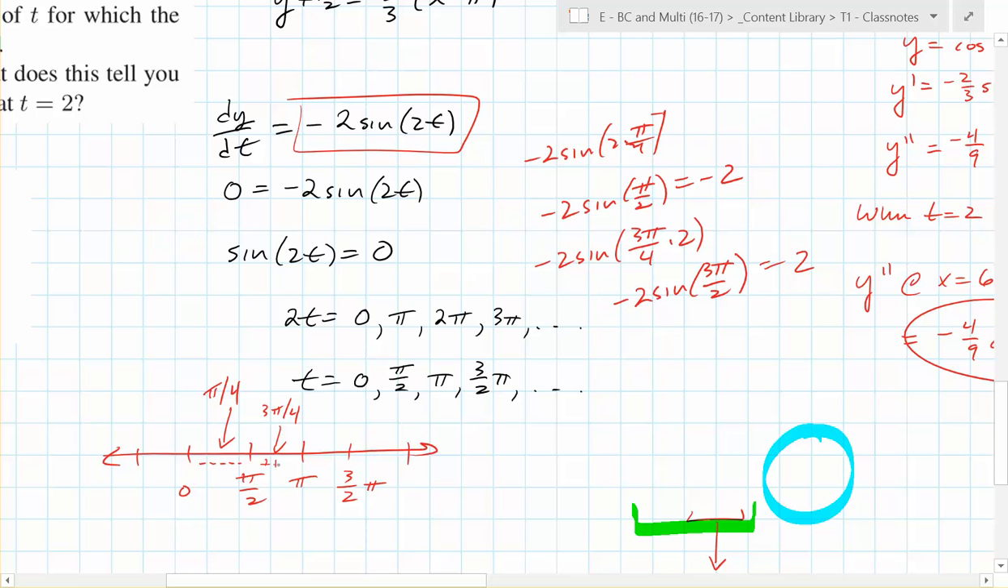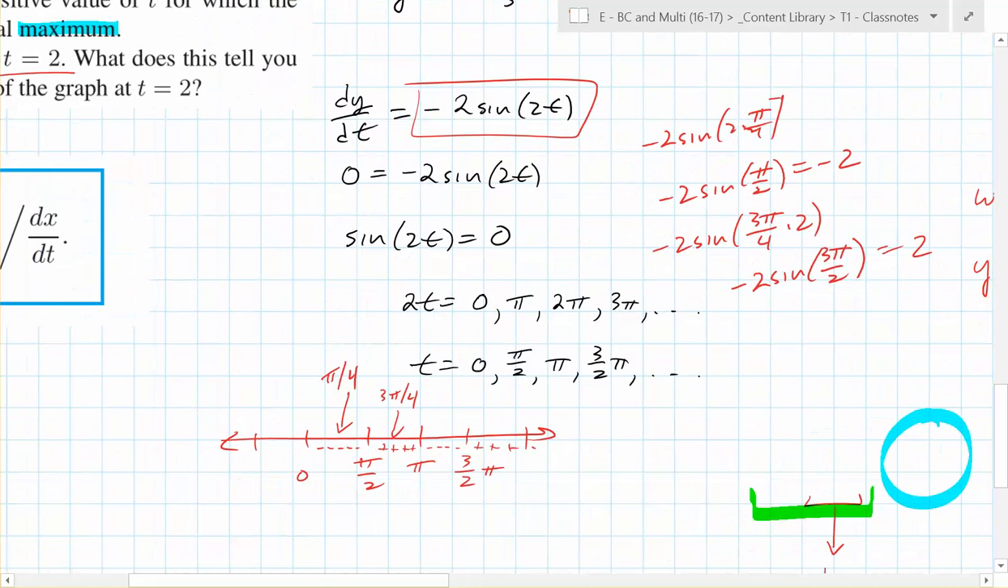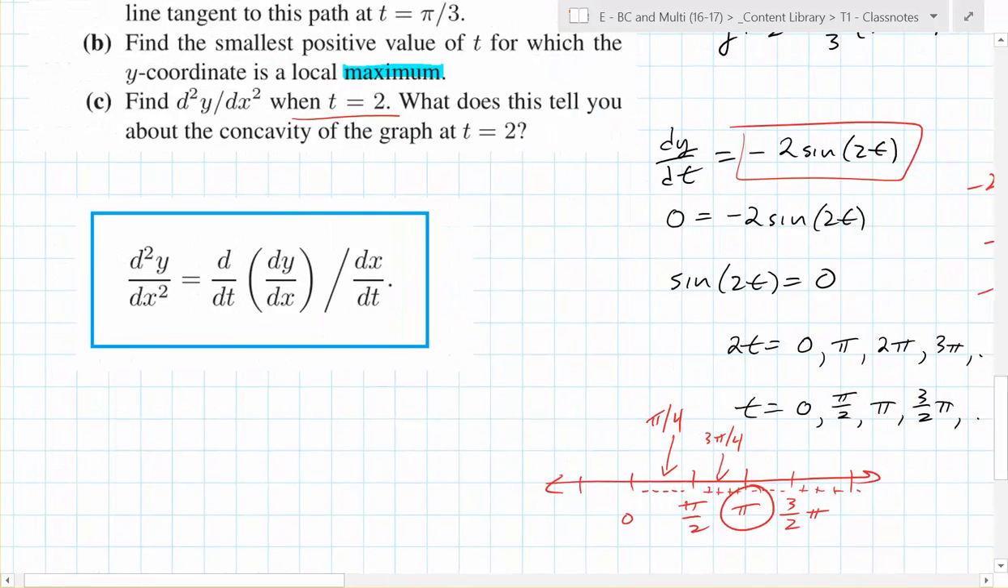So what is it here? So then what do you think the next one's going to be? And then what? So what's the smallest one where it's a maximum? Pi, because it goes up and then down. It goes up and then down. So it's pi for this one.